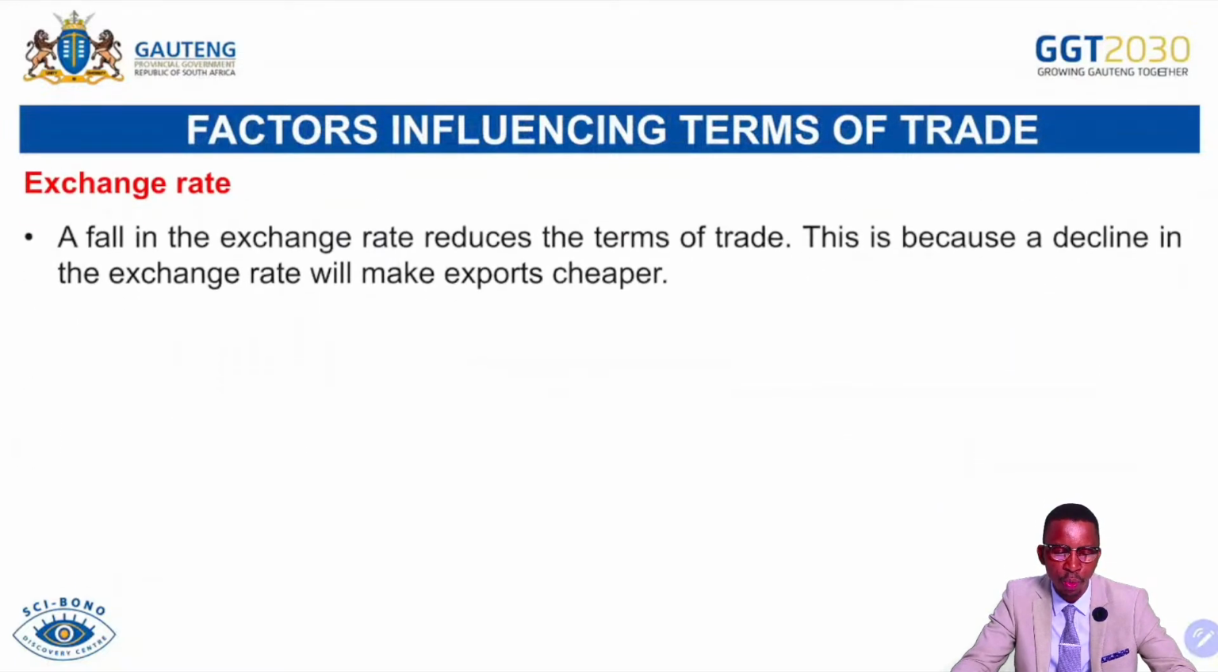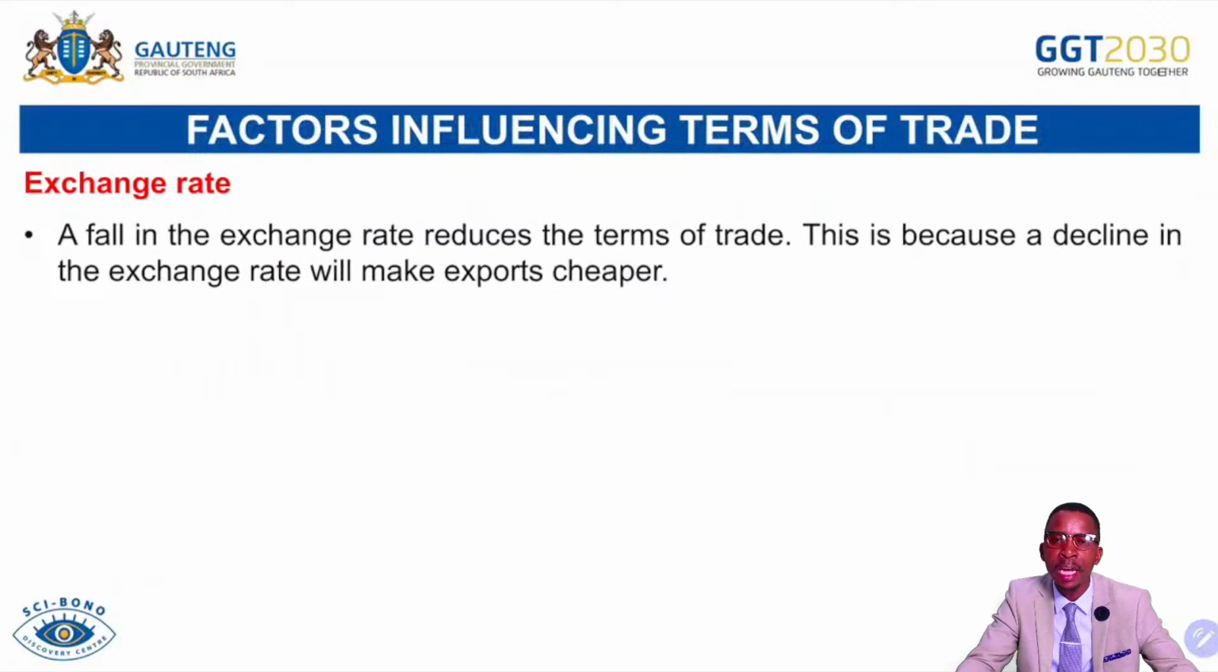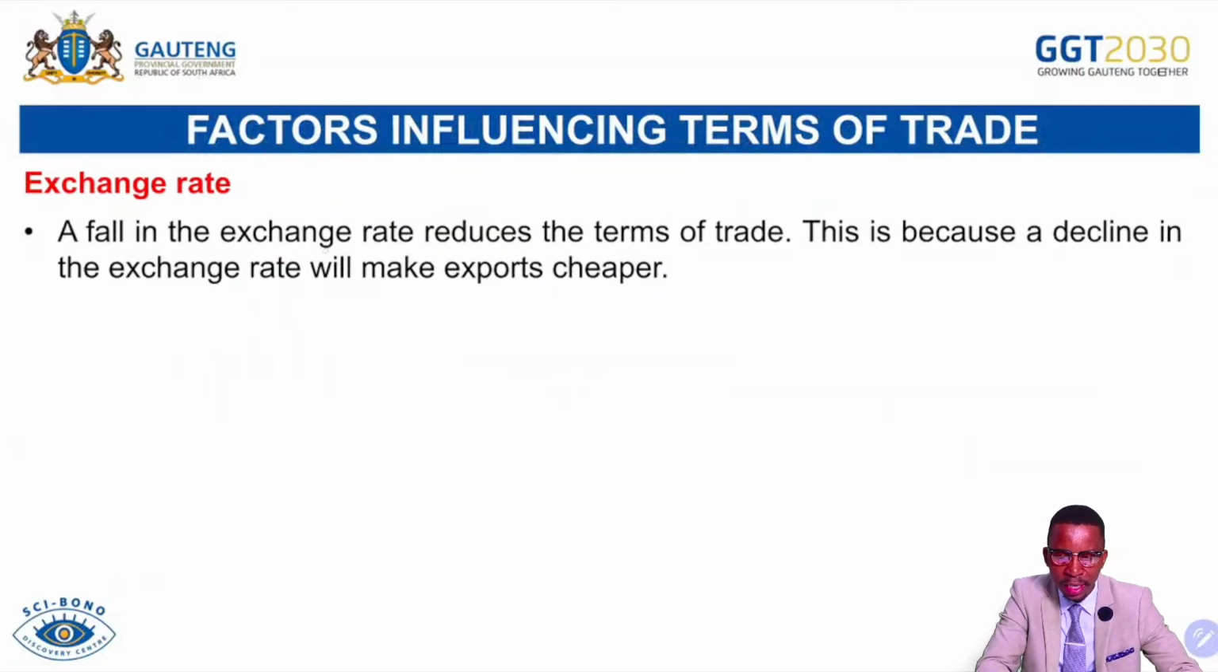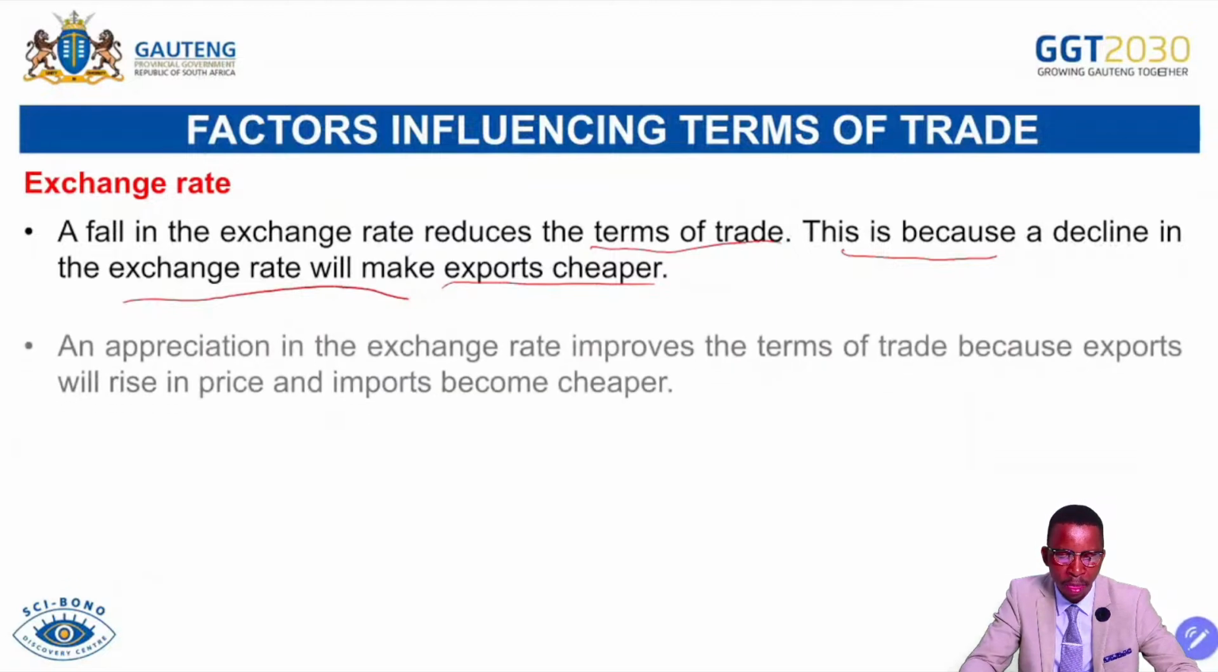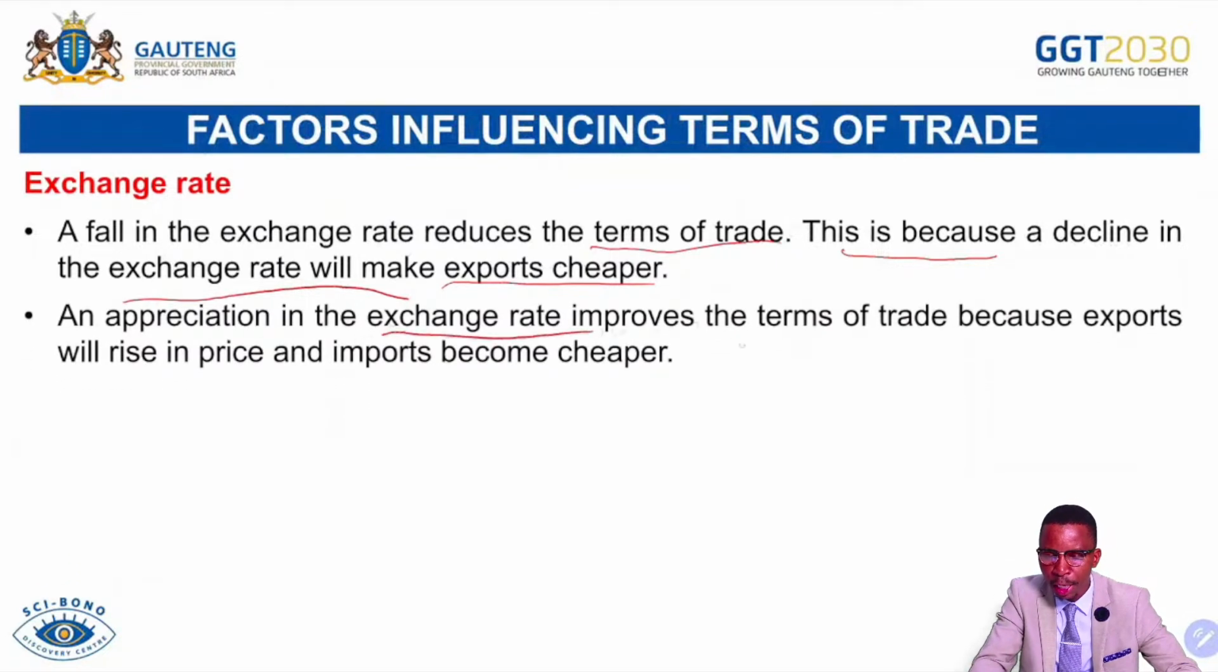What is affecting terms of trade? Exchange rate. Whenever the exchange rate is appreciating or depreciating, that will affect TOT. So let's check. A fall in the exchange rate reduces the terms of trade. If our exchange rate depreciates, terms of trade will also be lowered because export prices will be lower. This is because a decline in the exchange rate will make exports cheaper. So whenever the currency depreciates, exports will be cheap, like I've mentioned before. So an appreciation in the exchange rate improves terms of trade because exports rise in price and imports become cheaper.